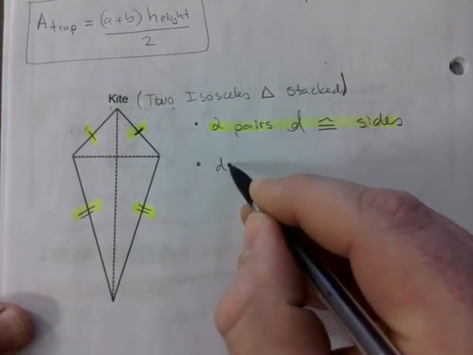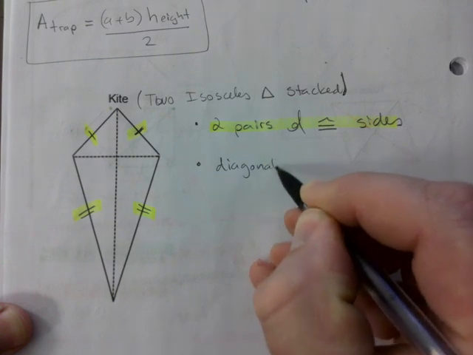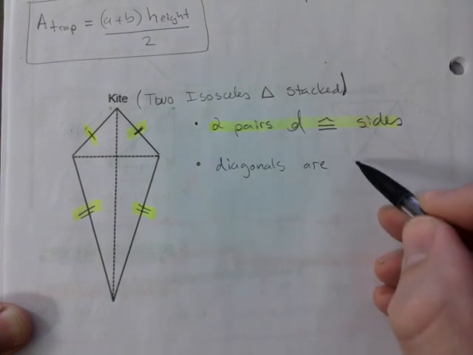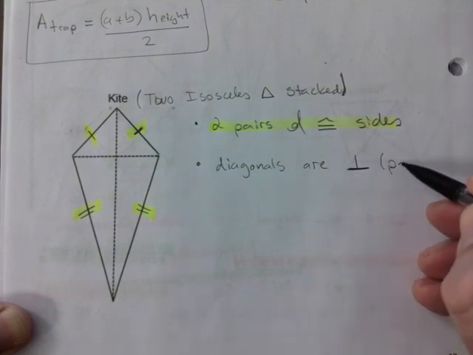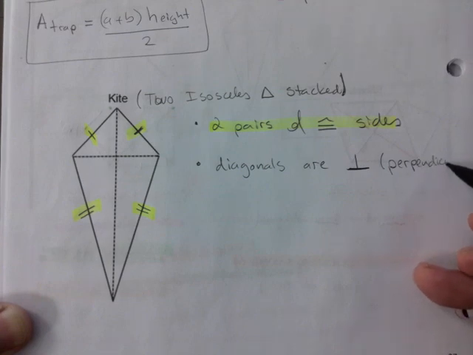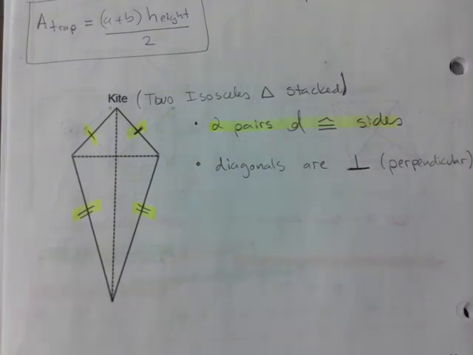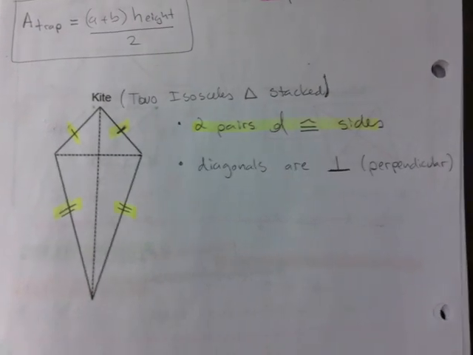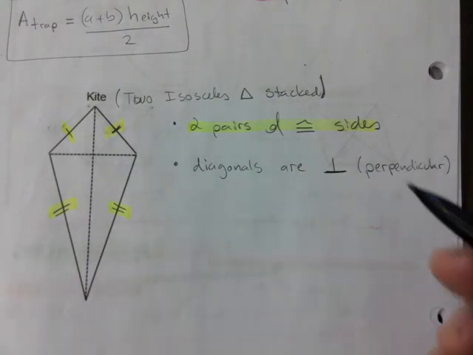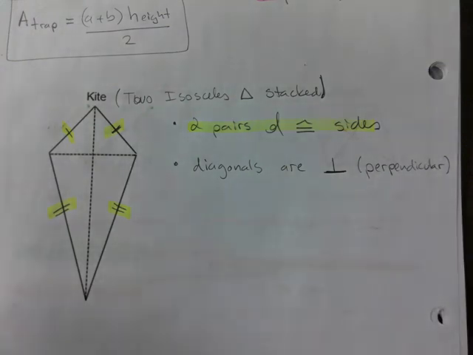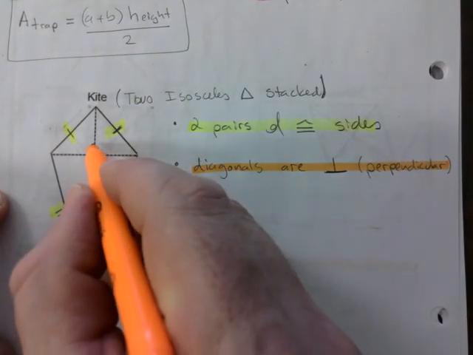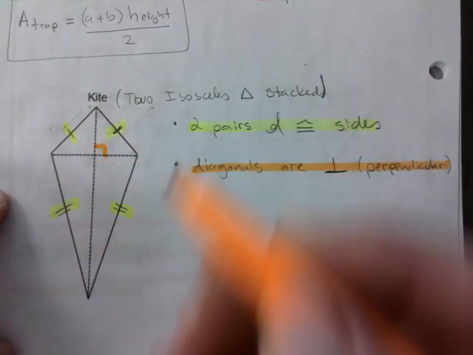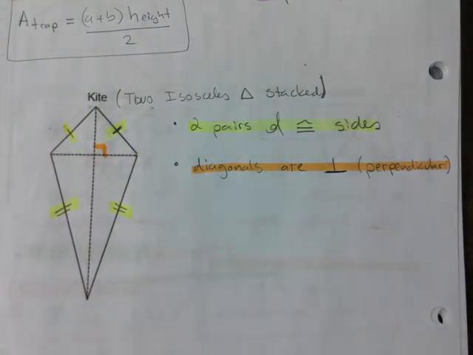Another property about them is that diagonals are, what is this here? Anybody know what this symbol means? Perpendicular. Have you ever seen that symbol before? Yeah, some of you have. Perpendicular is they meet at a 90. Okay, so I'm going to use orange. I'm going to say the two diagonals that are represented by the dashed lines meet at a 90. That's a pretty cool property.